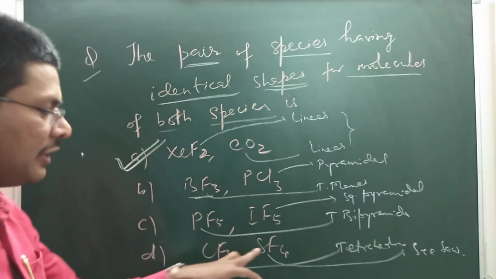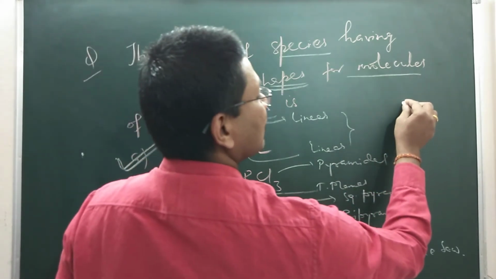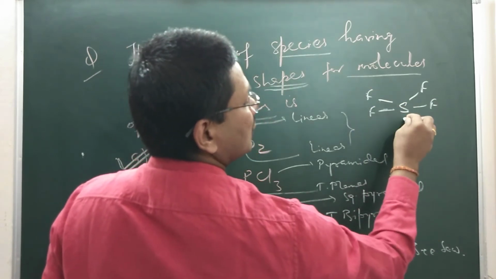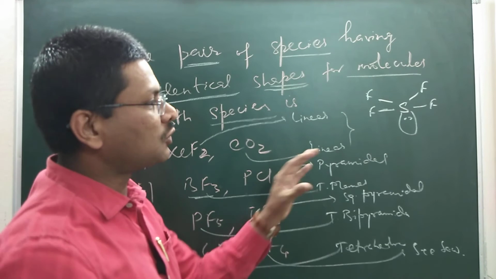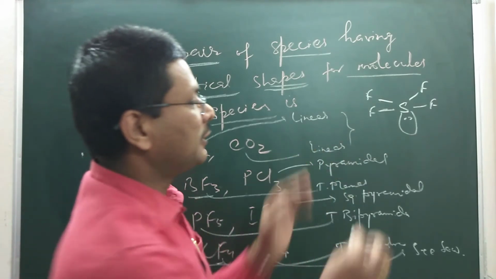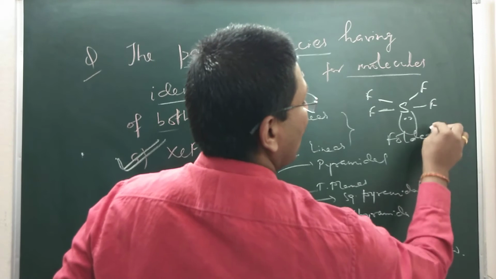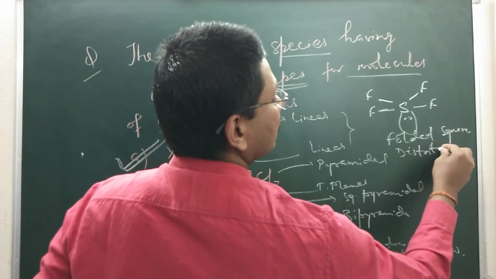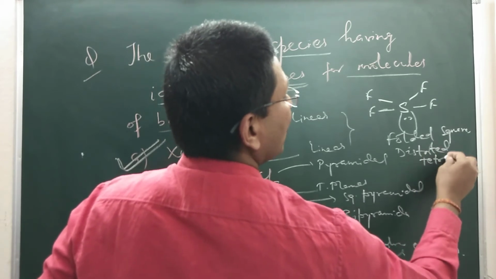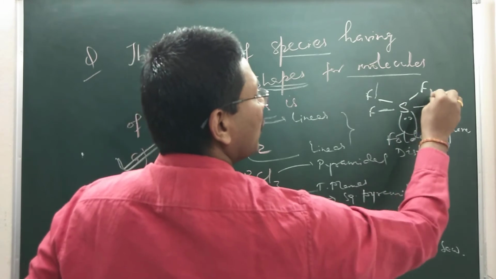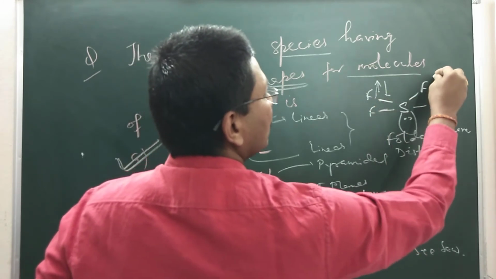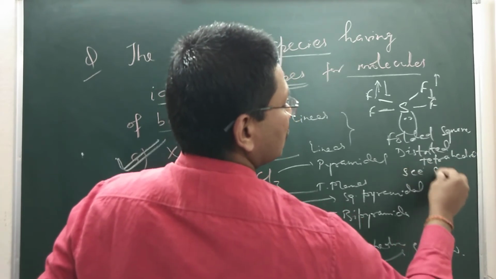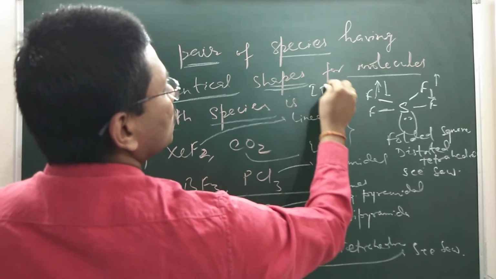so not the same. Here one lone pair is there in SF4, it has a structure like this. So it is also called distorted tetrahedral or seesaw or folded square. Why seesaw? Because this will go up, then this will go down, then this will go up. If this goes down, this will go up. So that's why it is called seesaw. So this was asked in IIT 2003.